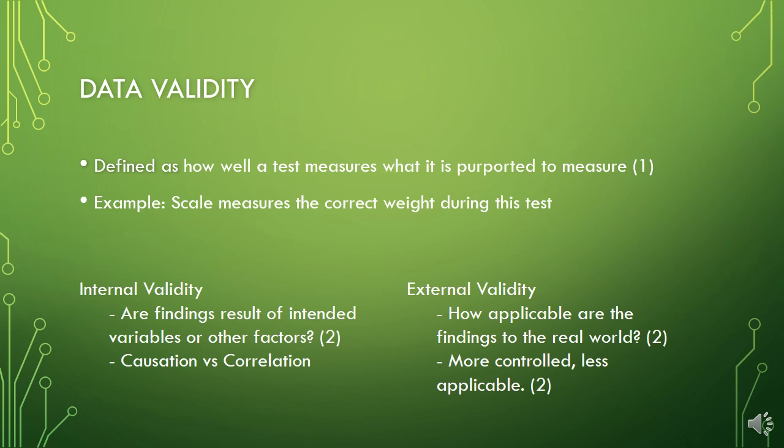External validity, on the other hand, is how applicable these findings are to the real world. So whether it's caused or correlated, how much can you apply these findings to the real world? A lot of times in experiments and studies, you want to try to reduce the variables that could affect the findings. If I'm trying to study student success in my course, I'll try to control things that they learn outside of my course. I'll try to control their interaction with each other.